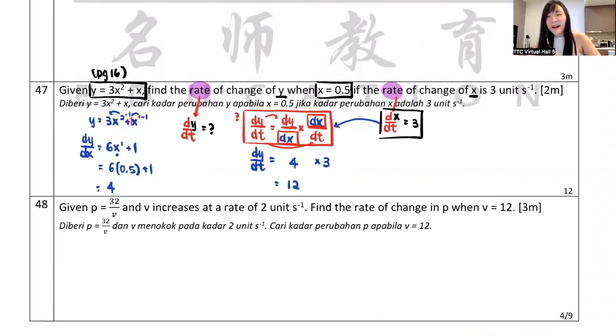Guys, isn't it 12? Remember, rate of change answers usually have units. So if they write cm per second, you write cm per second. They write km per hour, you write km per hour. Now they write units per second, I write units per second. Done. So far, so good, everyone. Do you understand everything I say?